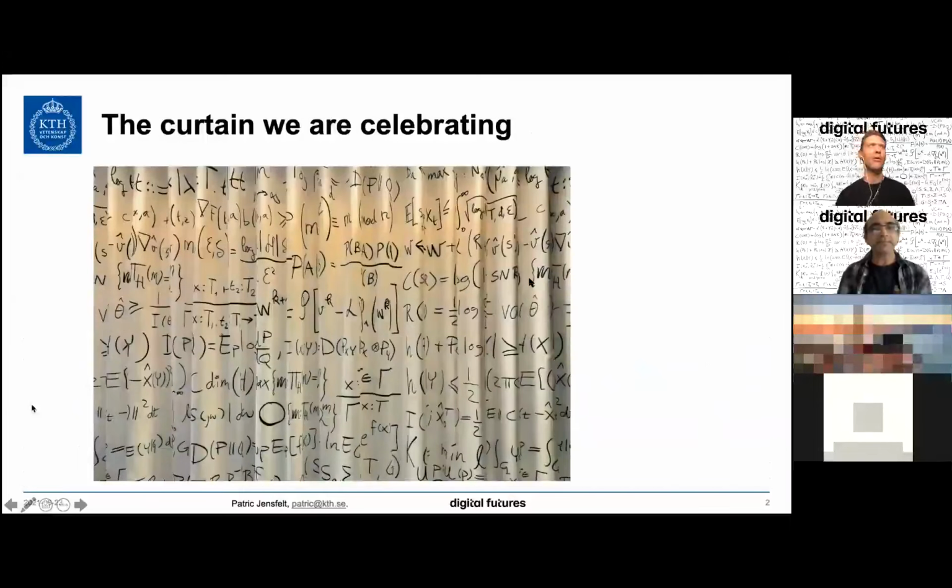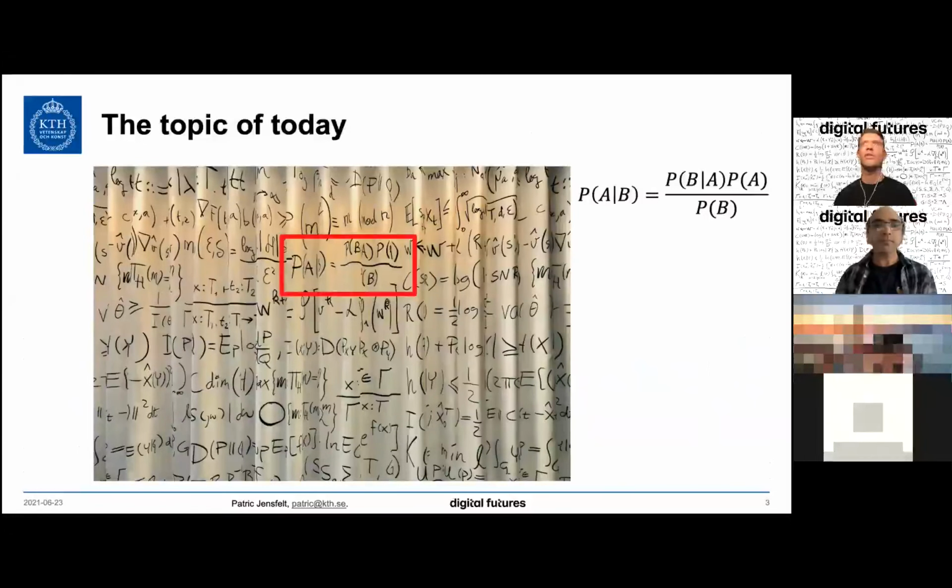What we're celebrating in this series of talks is this curtain here. I've actually never seen the curtain, but if you look closer at this curtain, you will find Bayes' theorem somewhere there. I've written out the equation, and during this talk, I will talk about the equation. I will tell you how it came about, and I will spend quite some time talking about how people really found it hard to accept this rule or theorem.